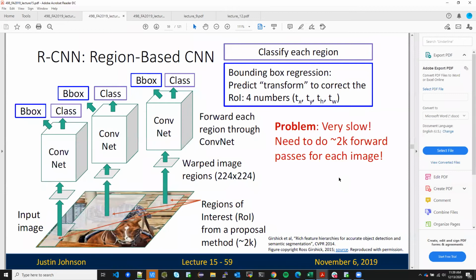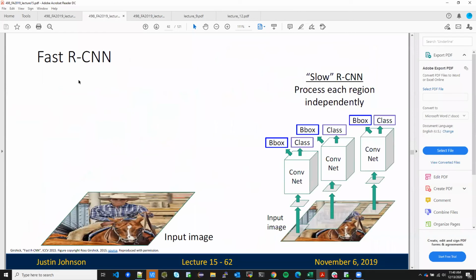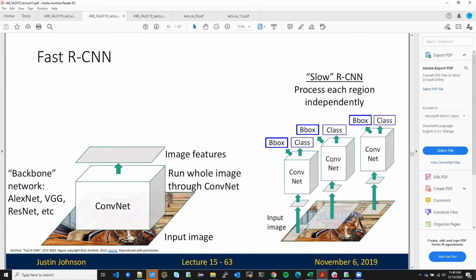So in the original method that we had, the problem is that it is very slow, because you start with 2000 proposals, and you have to do forward passes 2000 times. So the first method was R-CNN. The next method was called Fast R-CNN, and all they did was they swapped the order.